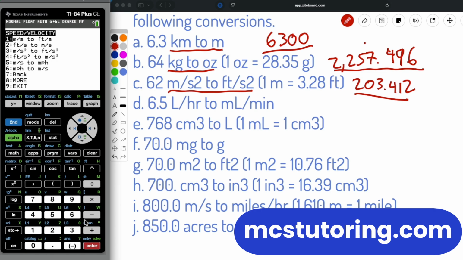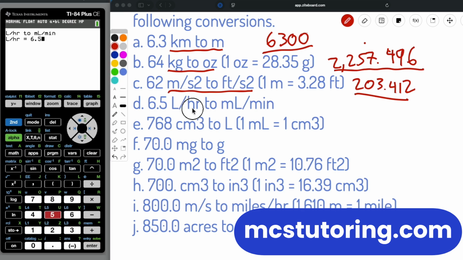Okay. We go on. I know we're going to have to go back because I think this is liters per hour to milliliters per minute. I believe it's a flow rate. So I'm going to go liters per hour to milliliters per minute. Okay, cool. Option 1. And then liters per hour, how many do we have? Looks like 6.5.